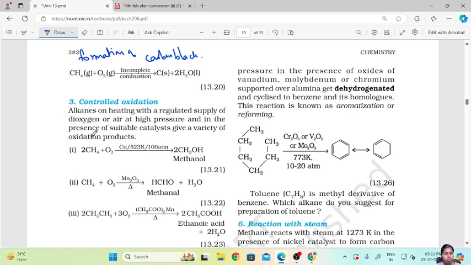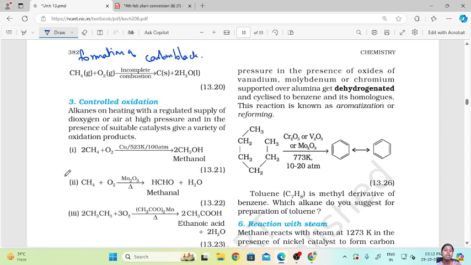For example, methane in presence of appropriate oxygen and a catalyst, and here the catalyst is copper. Temperature maintained is 523 kelvin and 100 atmospheric pressure is applied. In this case you get methanol, that is an alcohol. But if the same methane reacts with oxygen and I just change the catalyst from copper to molybdenum trioxide, and heat it, in this case you will get an aldehyde, that is methanal, in place of methanol.